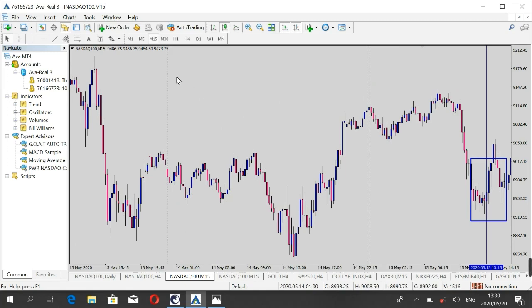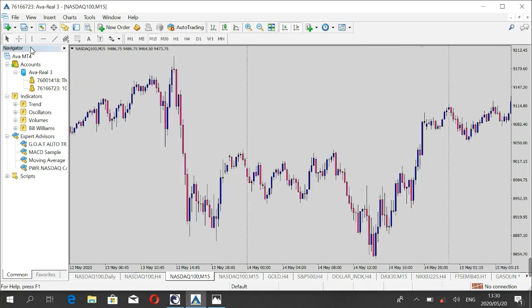The third scenario I didn't explain, but you're going to experience it as you are trading. Now let's take a look at more examples.